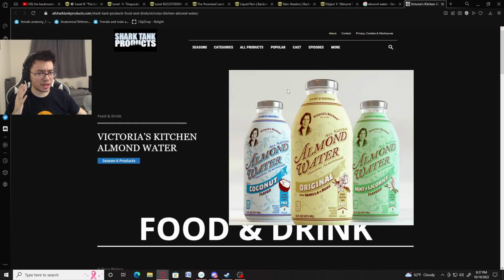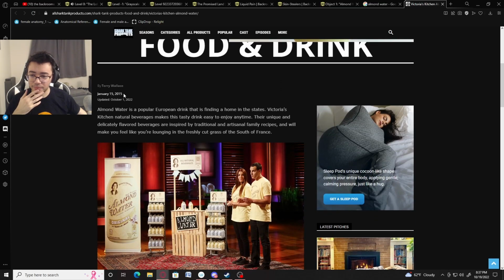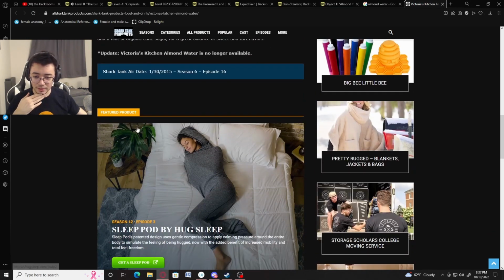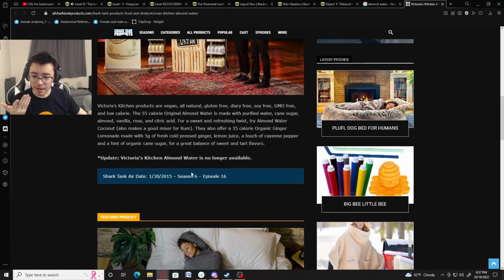But it's very interesting how almond water, mint licorice flavor? Coconut flavor? Mint licorice. Can I buy this? This is in 2015? Where can I buy it? Oh, Victoria's Kitchen almond water is no longer available. Oh. It didn't do well, did it?